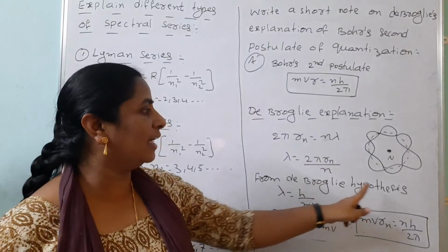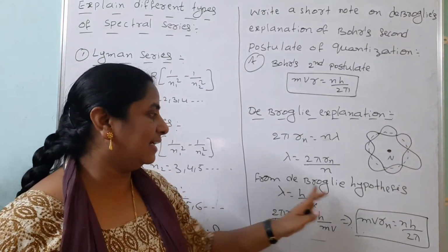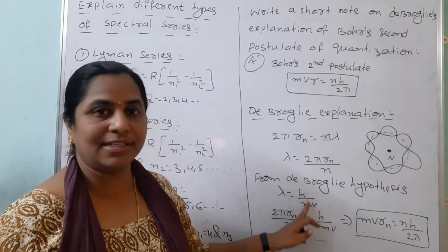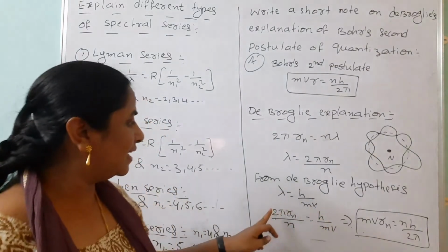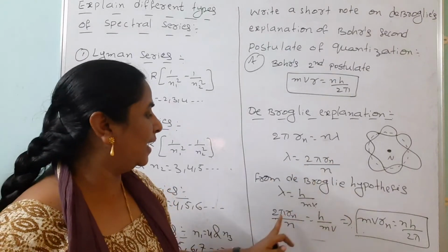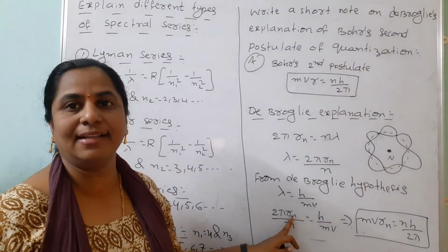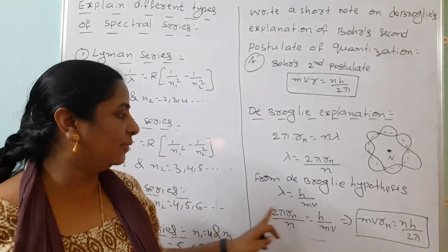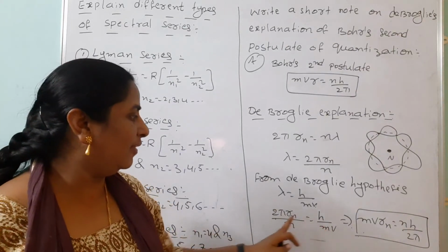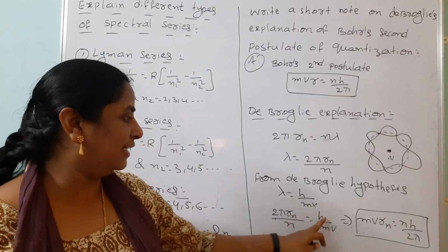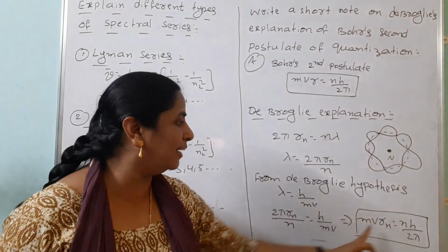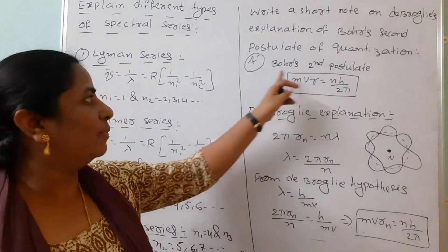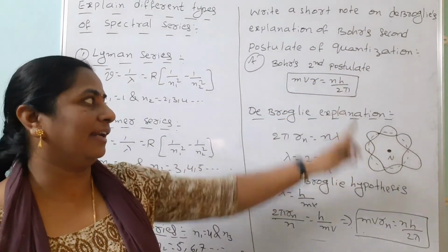But from the de Broglie hypothesis, you know that the relation between wavelength and velocity is lambda equals h by mv. So instead of lambda we write 2 pi rn by n. rn is the nth orbit, don't confuse here, equals h by mv. Now do the cross multiplication. mvrn is the LHS, nh by 2 pi is the RHS. So this is Bohr's second postulate, mvr equals nh by 2 pi.